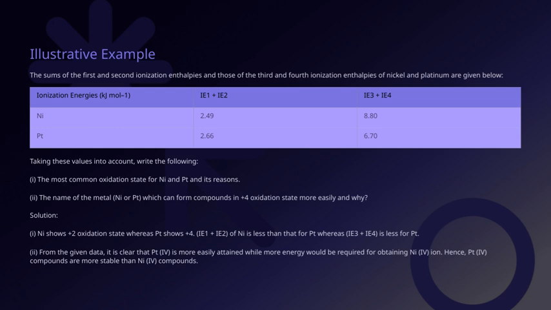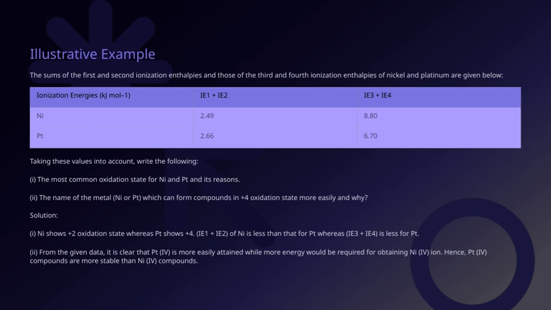This difference is linked to their ionization energies. If we examine the sums of their first and second ionization enthalpies versus the third and fourth, we notice that for nickel, IE1 plus IE2 is 2.49 kJ/mol, and IE3 plus IE4 is 8.8 kJ/mol. For platinum, these values are 2.66 kJ/mol and 6.7 kJ/mol, respectively.